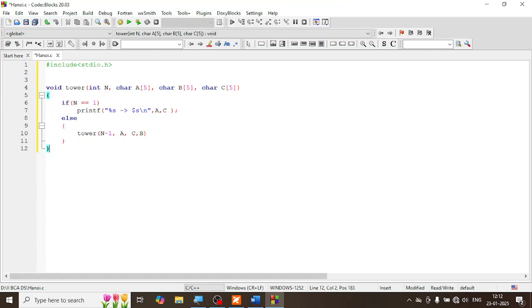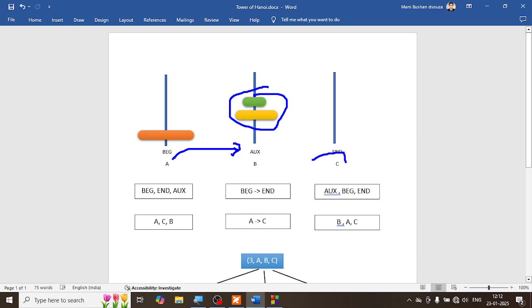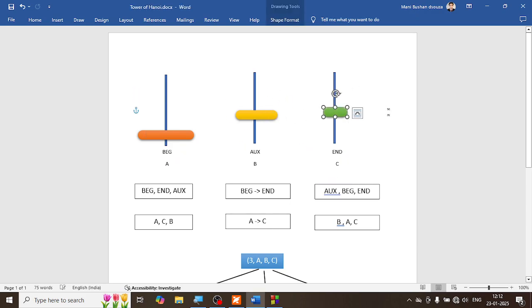Remember, what is it that I am saying? Move these n minus 1 disks from source to destination by making use of C. So in other words, move from A to B the n minus 1 disks by making use of C. Sometimes you may have to put something here and something else here, depending on the situation. So move from A to B using C.